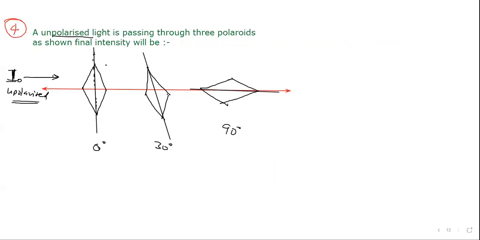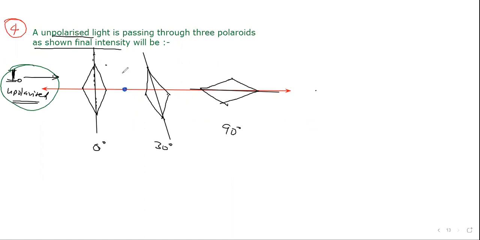Next question, question number 4. An unpolarized light is passing through the three polarizers as shown in the figure. The final intensity will be what here? Okay, so three polarizers are again given and some unpolarized light is coming. So let's see what happens. When this unpolarized light, I naught, is coming here, it passes through the first polarizer, so it gets polarized.